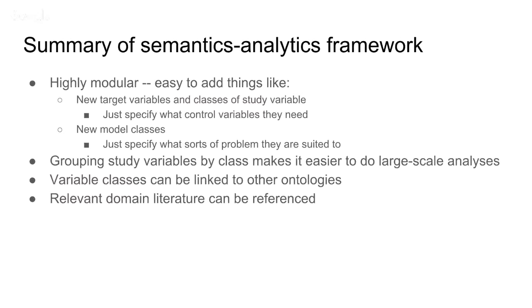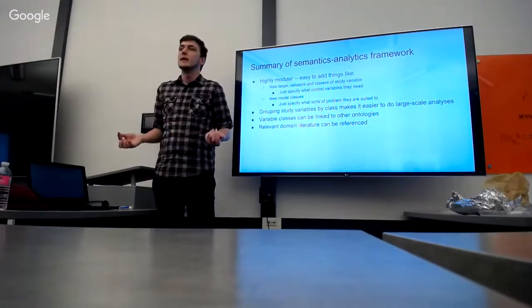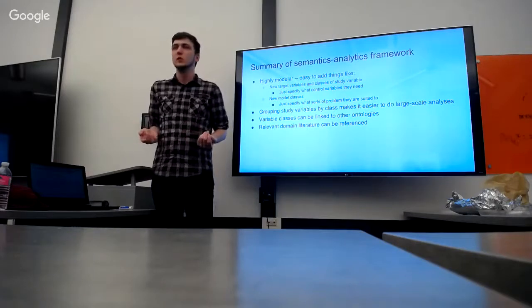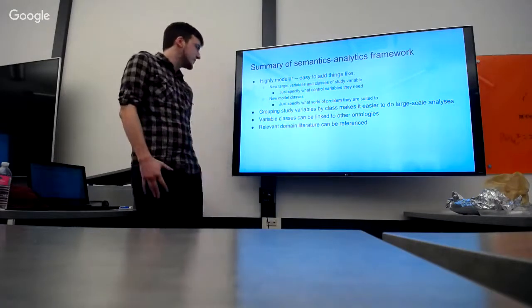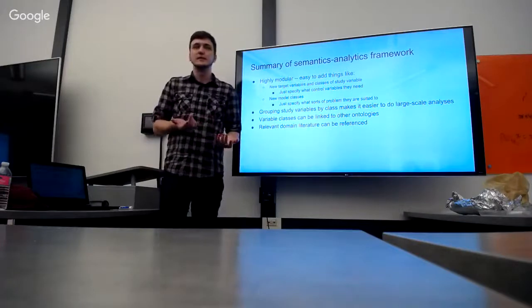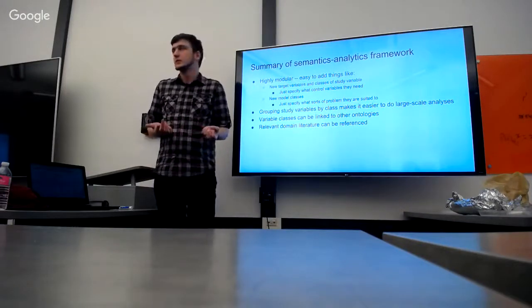Okay, so just to summarize what we've just been talking about, we have a semantics analytics framework that's very modular, so we can add new conditions, we can add new control variables, which is good, so it's easily scalable. And when we group our different study variables by categories like heavy metals or phthalates, then that increases the interpretability of the results. Because even if you don't know what some specific phthalate is, maybe you know what phthalates are overall. And so that can help you as a researcher understand what a specific set of results mean. And if you had good namespaces and stuff, you could link this to other ontologies, which would be helpful.